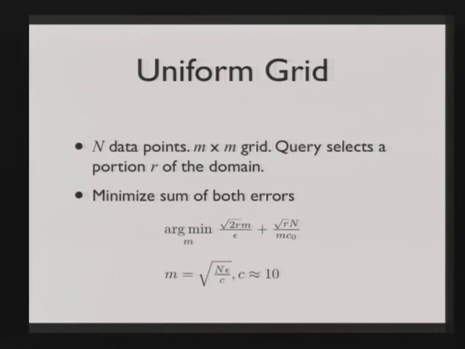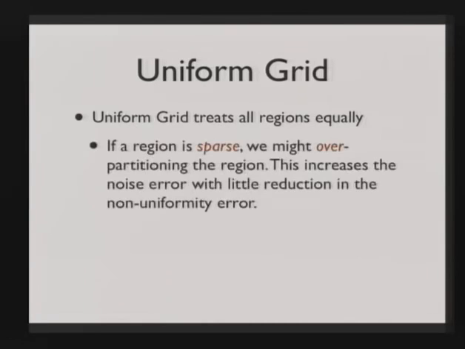Now, this is good, but this is not the best method. The problem with this method is that it treats all regions equally. So if a region is very sparse, then I'm very likely going to overpartition that region. I'm going to get cells that have no points in them, and I'm going to increase my noise error because I'm just going to be adding Laplace noise to zero, and I'm going to get some random number that I have to use in my analysis.